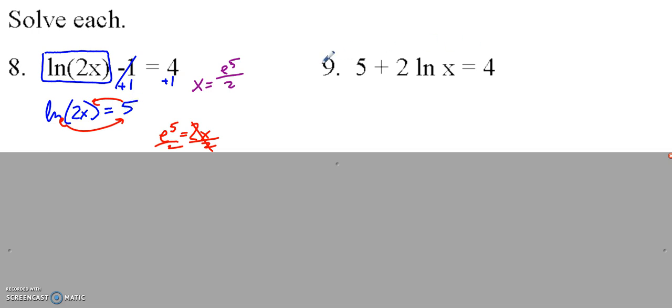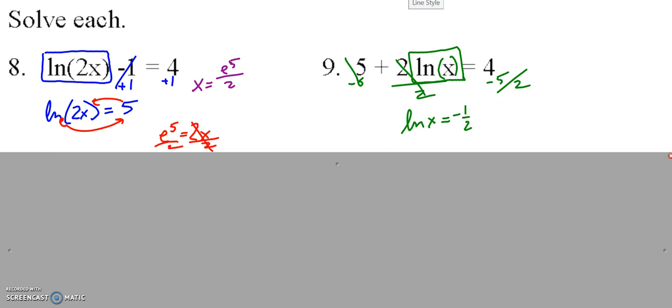All right, same thing on the next one. 5 plus 2 natural log x equals 4. The variable is inside the log, so I'm going to get that log by itself first. Four minus 5 is negative 1 divided by 2, so negative 1/2. Convert, so this is base e, so e to the negative 1/2 equals x.